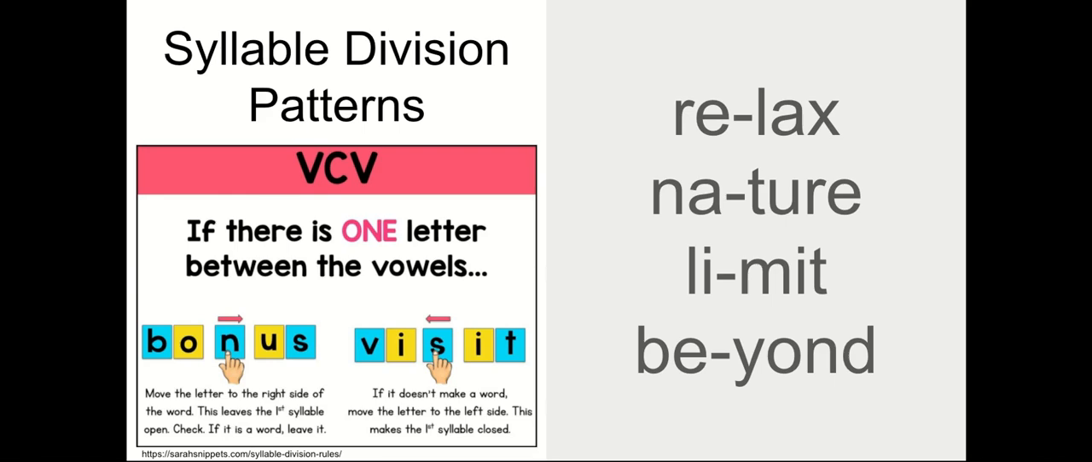So here are some examples of a VCV syllable division pattern. The word relax. I move the L to the second syllable to make re-lax. The word nature. I move the T to the second syllable to make na-ture. With the word limit, I move the M to the second syllable to make li-mit. And with the word beyond, I move the Y to the second syllable to make be-yond.